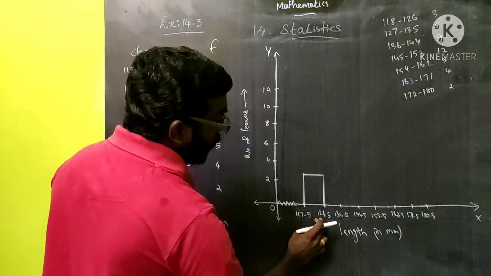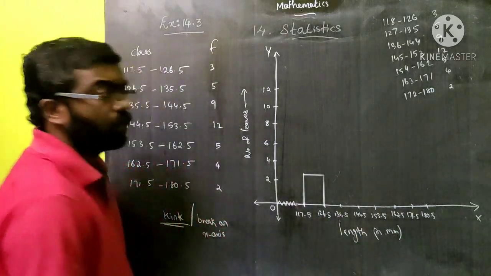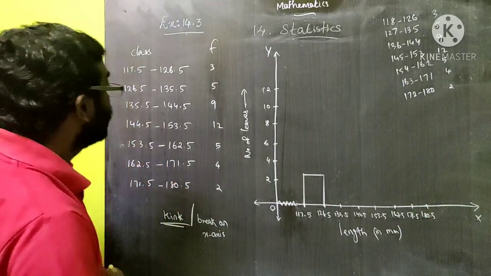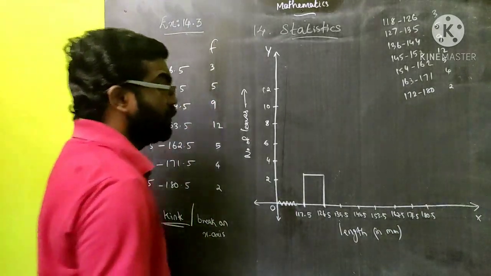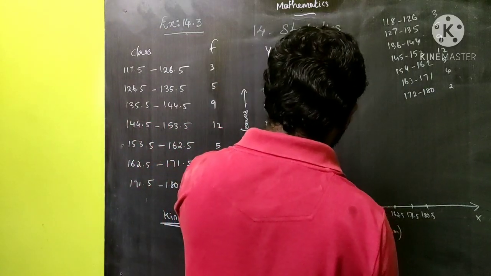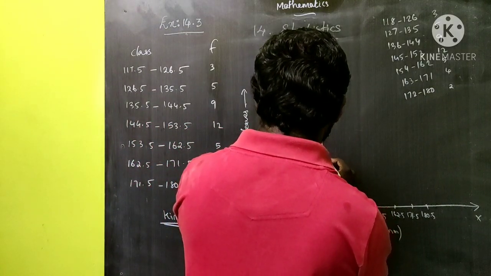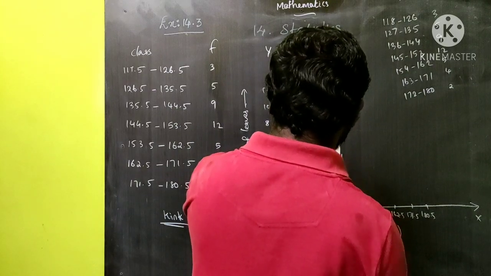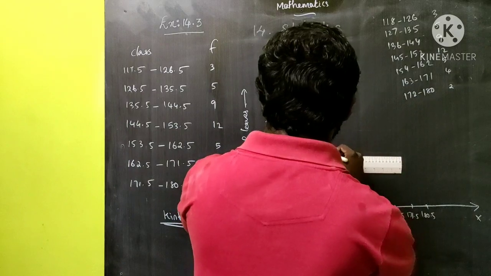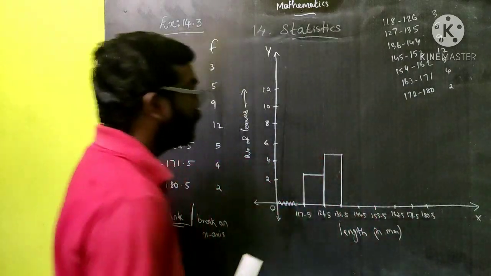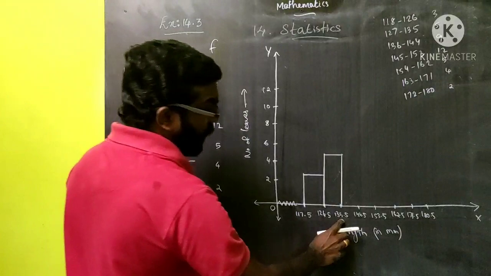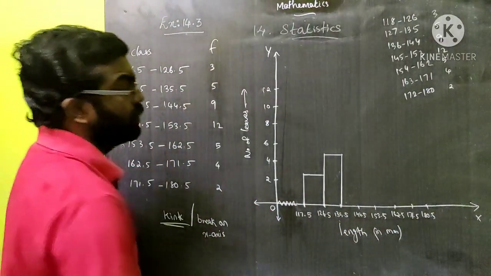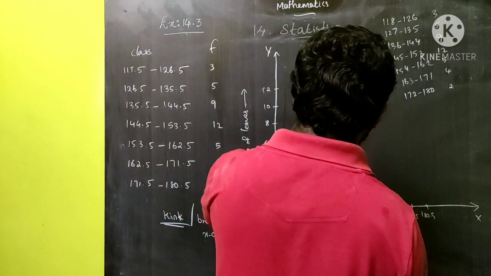Next, 126.5 to 135.5. We didn't leave any gap between each bar. That is 5, so next we can mark 5. And 135.5 to 144.5, it is 9. So we can mark the height as 9.